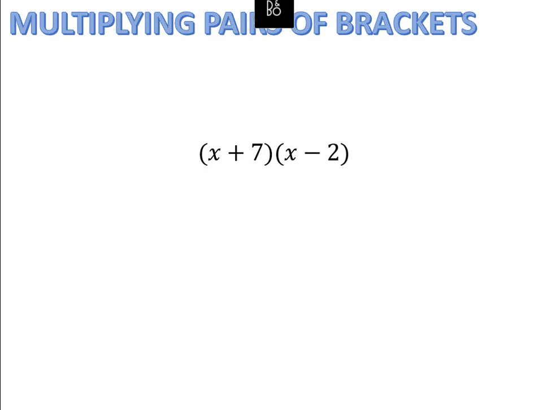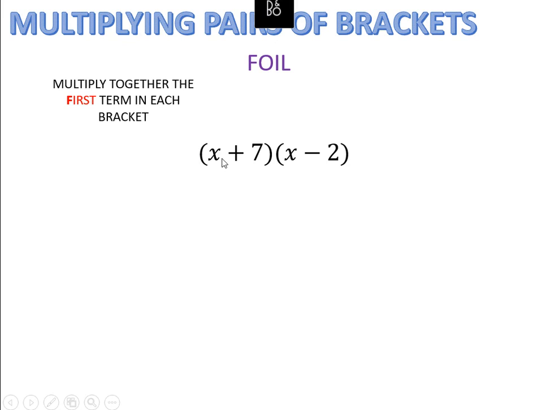But the point is, if you're asked to multiply something like this together, what I suggest you do is think FOIL, right? So what that means is that we're going to multiply together the first term in each bracket. That's the first thing we're going to do. x is the first term in this bracket, x is the first term in this bracket. So I'm going to multiply them together, and x times x gives me x squared. It's not 2x, it's x squared. Okay, right, so that's me done the F.